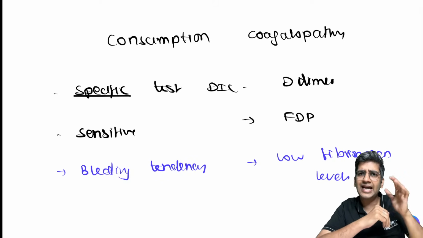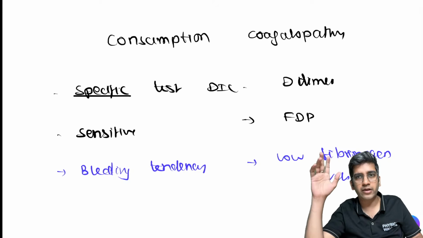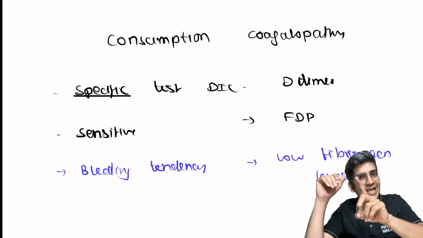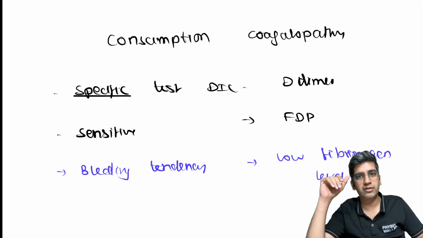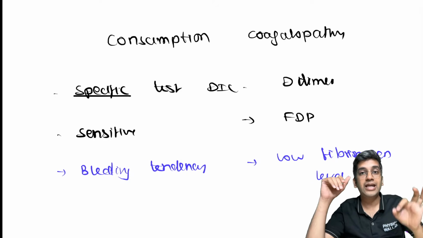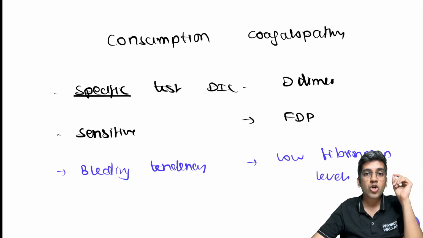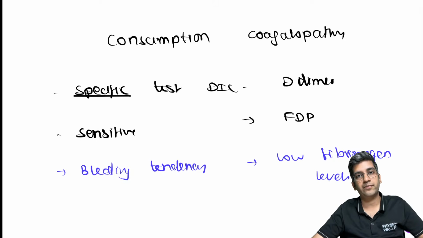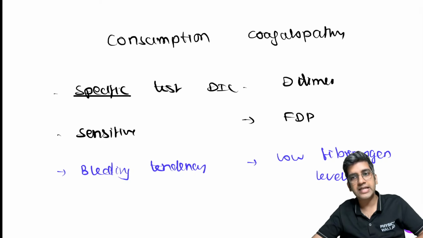In DIC, I'll have clot, so D dimer will be elevated. In deep vein thrombosis, I'll have clot, D dimer will be elevated. In pulmonary embolism, I'll have clot, D dimer will be elevated. In any disease where there's a clot present, D dimer will be elevated. Since DIC is also a clot, D dimer is a very good test.